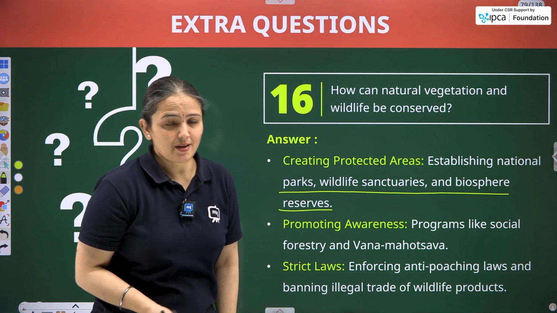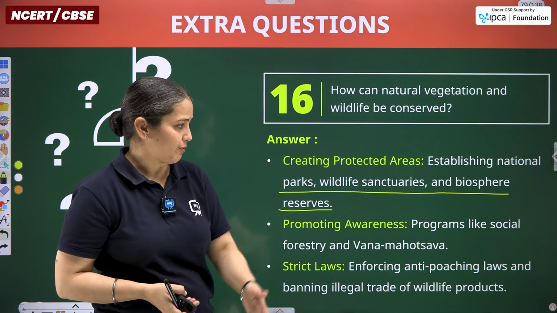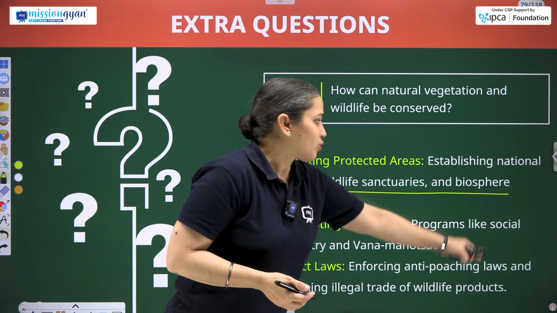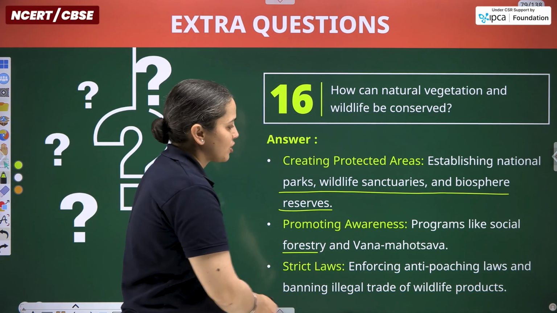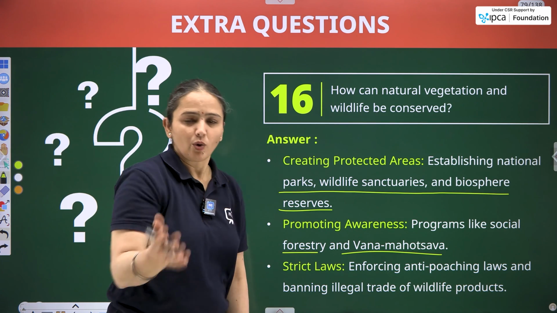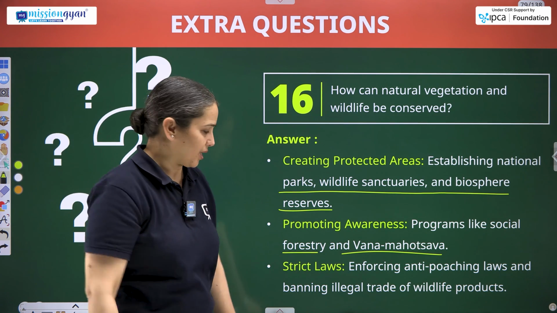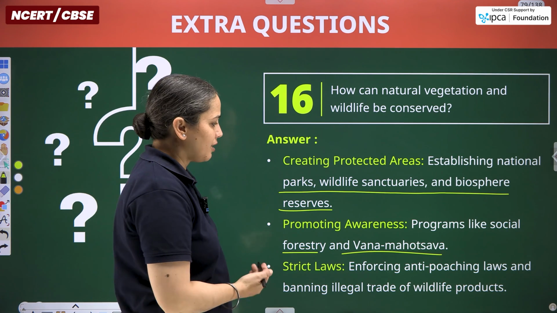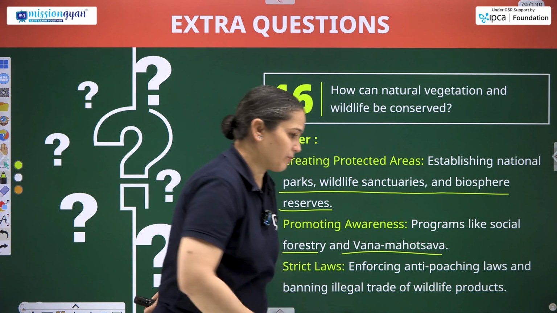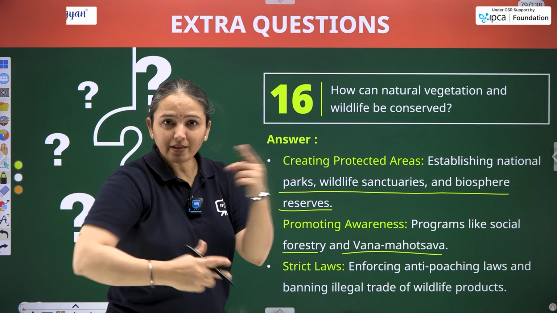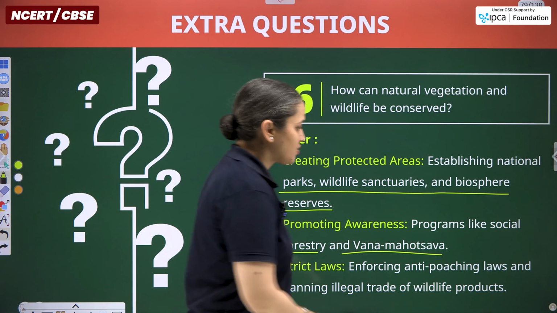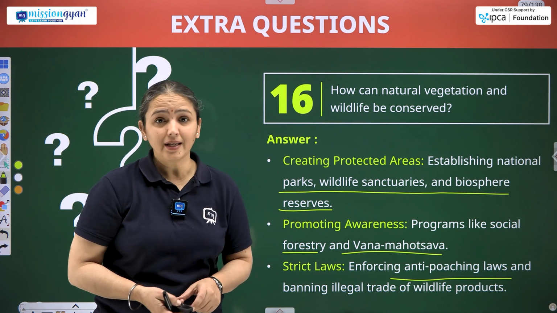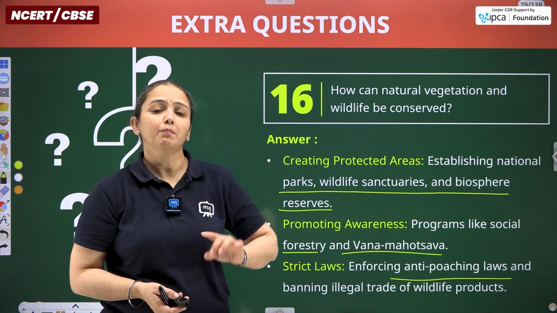Promoting awareness about protecting the flora and fauna. So government is of course going to play a vital role in that. Programs like social forestry, Van Mahotsav are already there and government is promoting them. Strict laws should be there against hunting, poaching and deforestation. So enforcing this in practice, that this should happen. What should happen? Anti poaching laws. It means those who are illegally hunting, killing the animals, they should get punished.